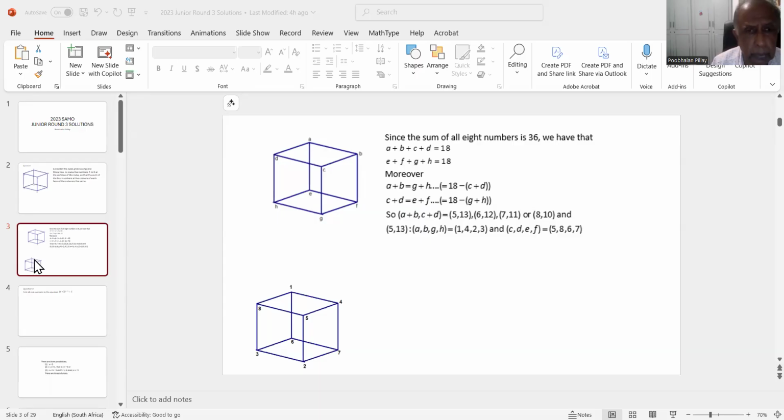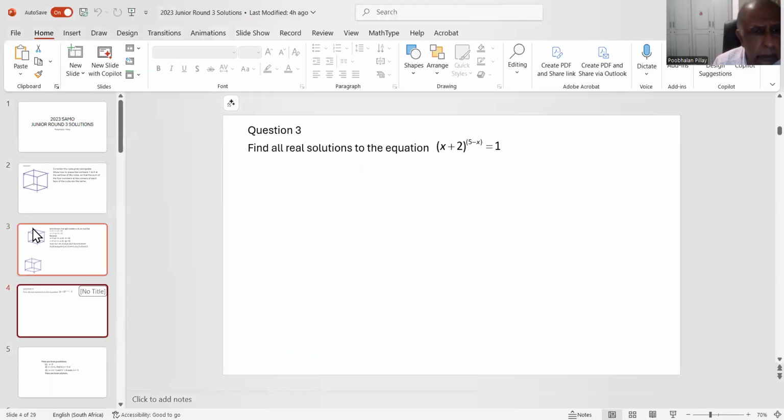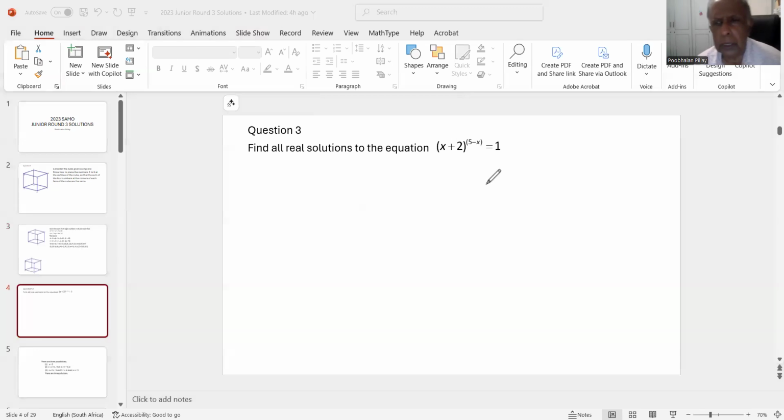So let's get on to the next problem, which is this one. It's question 3. Find all real solutions to the equation. So you've got an equation here. It's a very funny equation because you've got a base and you've got an index, right? But it's equal to 1.